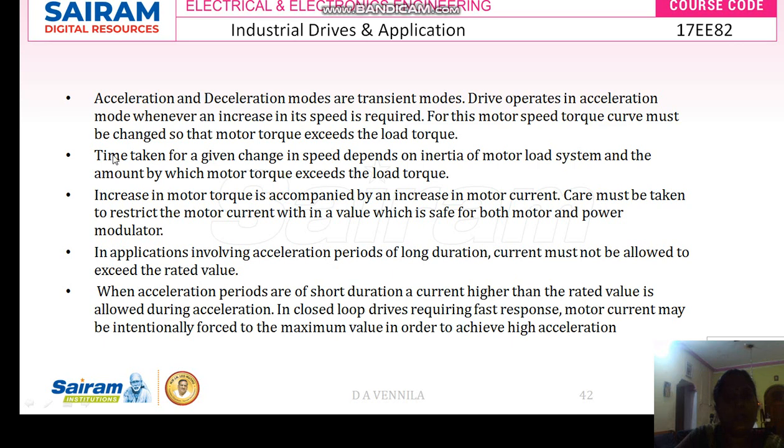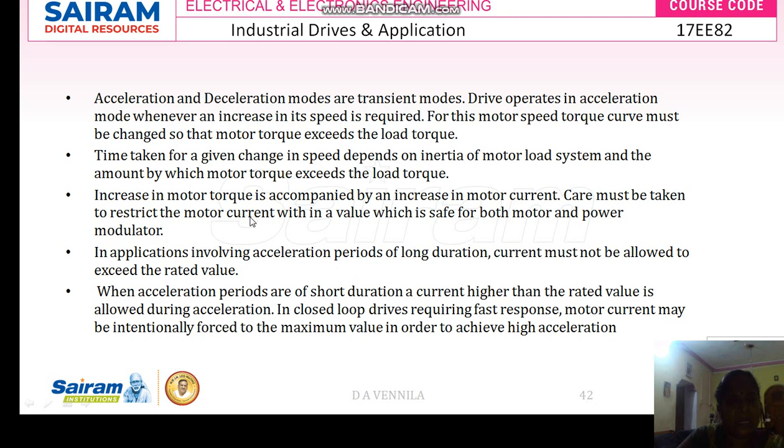Now, coming to the next topic, acceleration and deceleration modes. Already I told, acceleration means starting, deceleration means stopping. This is nothing but the transient modes. The drive operates in acceleration mode whenever an increase in speed is required.